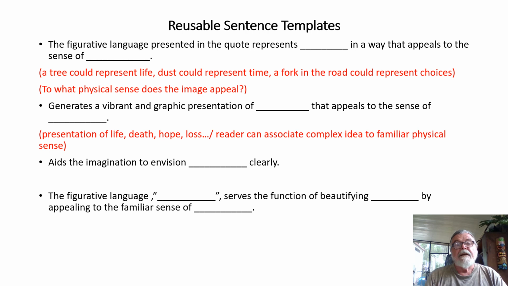So here we have, let's say, a presentation of life, death, hope, loss, and the reader can associate the complex ideas to the physical sense. So I could say, talking about Frost again, generates a vibrant and graphic presentation of choices that appeals to the visual sense of the reader, and then I will explain why it makes a difference. Next, aids in the imagination to envisioning something clearly. So again, we're relating a complex theme to something familiar.